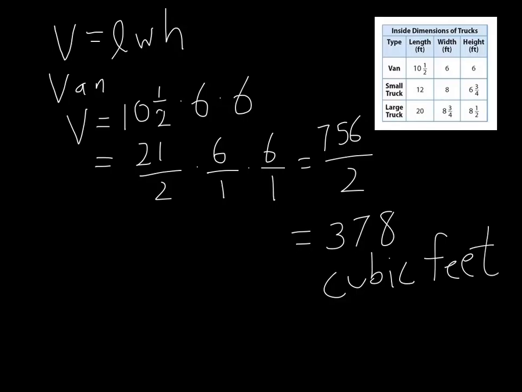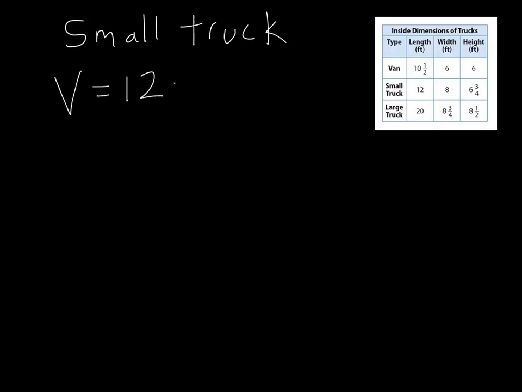Okay, so we've done that. Let's do the same thing with the small truck. For the small truck, again, I've got to find volume by length times width times height. So that is going to be 12 times 8 times 6 3/4. And again, we've got this problem here. Mixed number, we've got to convert to an improper fraction.